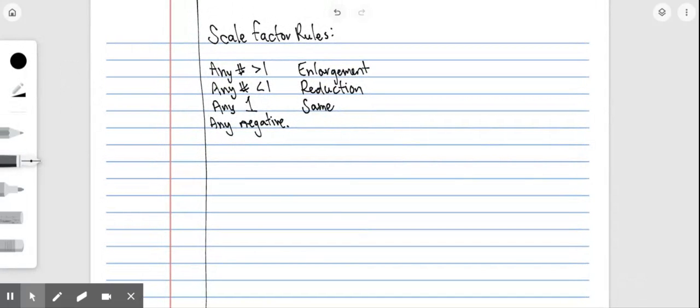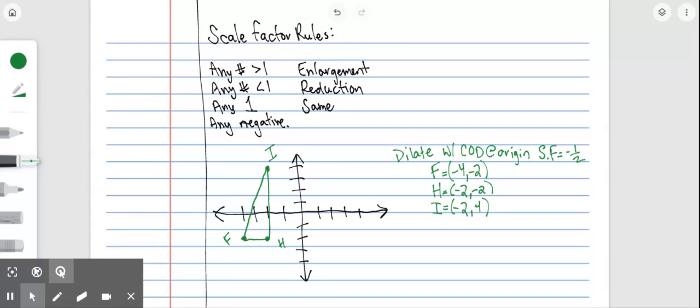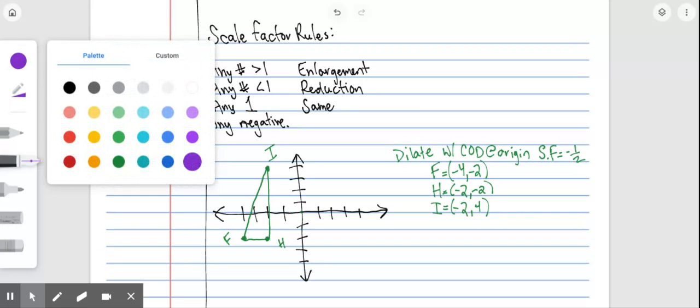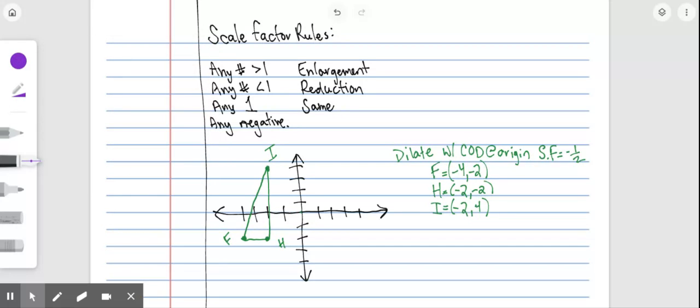Okay, I'm going to draw my example. Okay, so this time I've scaled my diagram so that it goes up to 4 on all sides. So I'm going to dilate with the center of dilation at the origin, so right here, and the scale factor of negative 1/2. So this is a negative dilation. I'm going to use purple this time because I want to really emphasize the negative dilation. So again, I'm dilating by multiplying both the x coordinate and the y coordinate by negative 1/2.